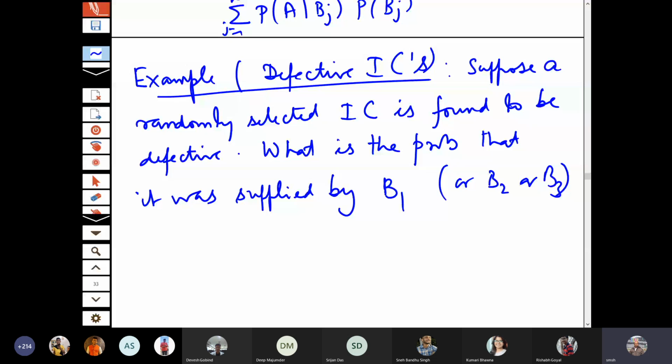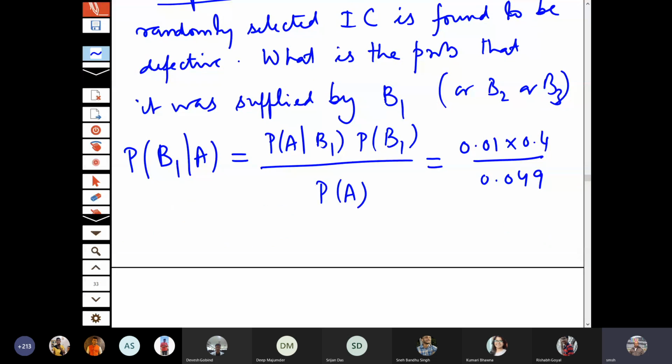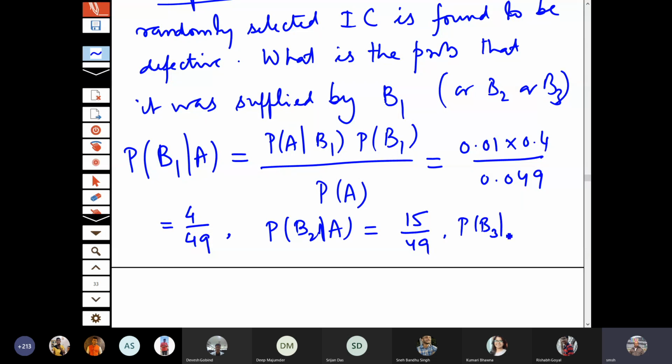So if you apply this Bayes theorem, then probability of B1 given A is probability of A given B1 into probability of B1 divided by probability of A. Because probability of A we had already calculated. In the numerator, I will have 0.01 into 0.4 divided by 0.049. So this is nothing but 4 by 49. In a similar way, you can calculate B2 given A. B2 given A turns out to be 15 by 49 and B3 given A is 30 by 49.